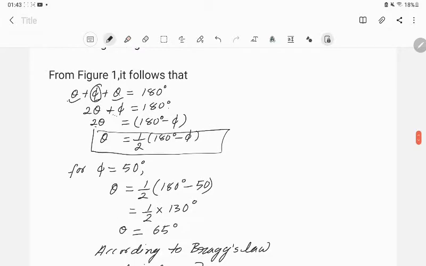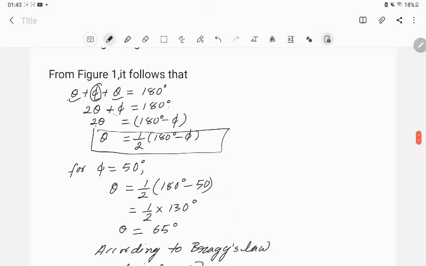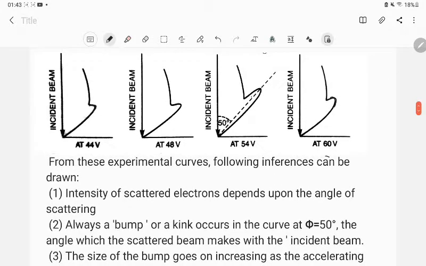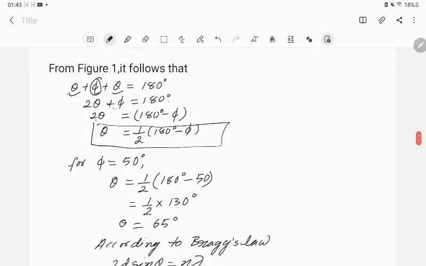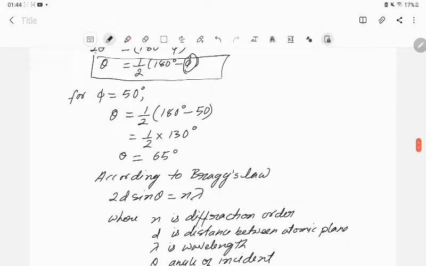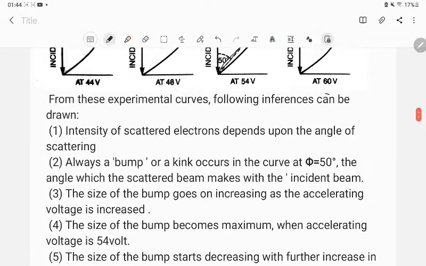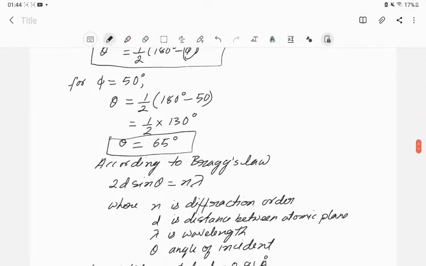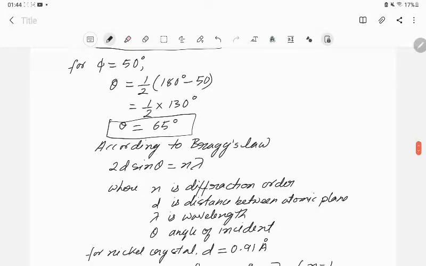Now, for phi equal to 50 degrees, let's take phi equal to 50 degrees. Now put the value of phi. So 180 minus 50 is 130, and 130 divided by 2 is 65. So theta equals 65. So at phi equal to 50 degrees, we get theta equal to 65 degrees.